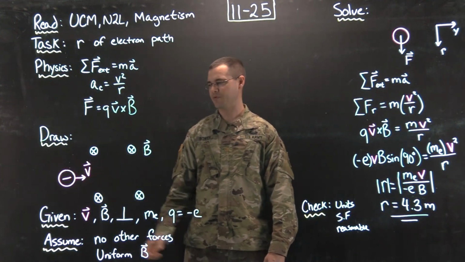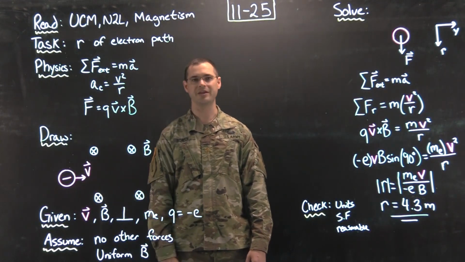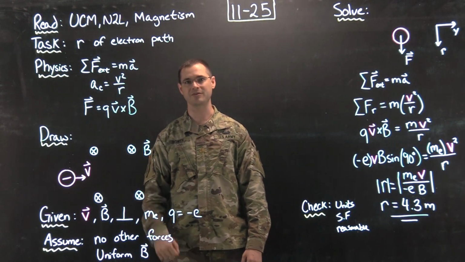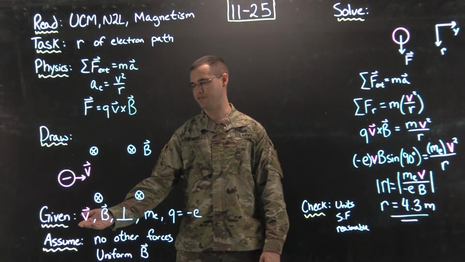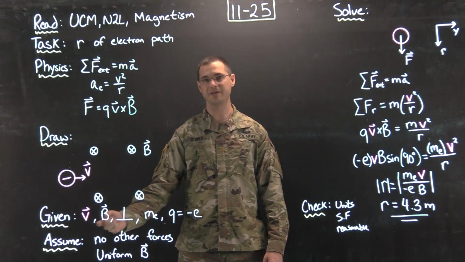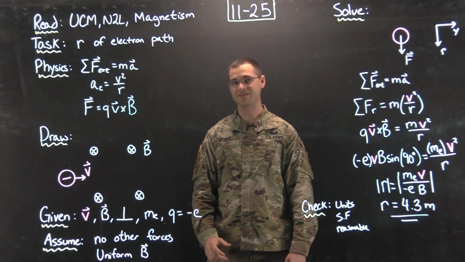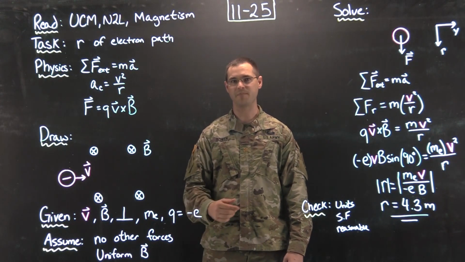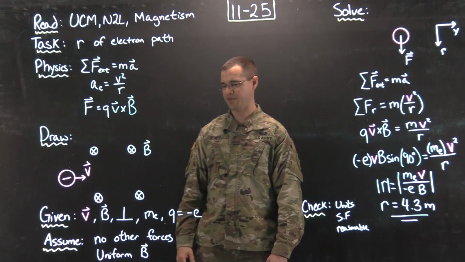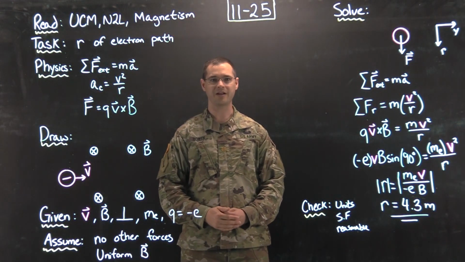When we're drawing our problem, we have an electron moving with some velocity that is perpendicular to the magnetic field. So I've drawn a perpendicular magnetic field coming into the screen towards me. We are given the velocity of our electron and the magnetic field, and that these two are perpendicular to each other, so the sine will be 90 degrees. And then we are also given that it's an electron, so we know the mass of an electron from the back of your physics reference card, and the charge of an electron is the negative elementary charge. We're assuming that there are no other forces on this electron, and that it is a uniform magnetic field.